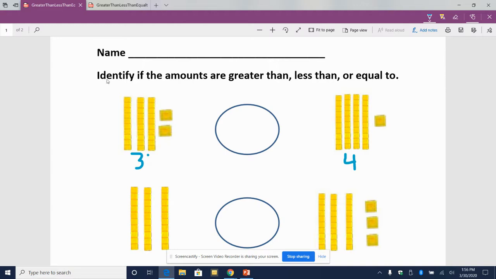So I'm going to teach you a little symbol to say less than.